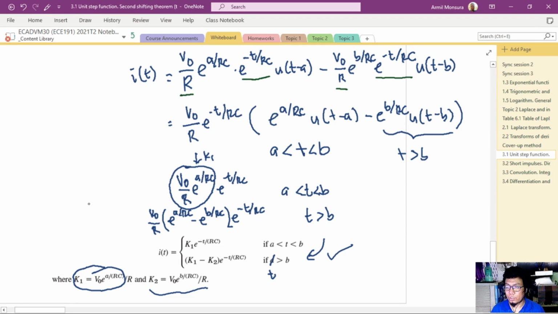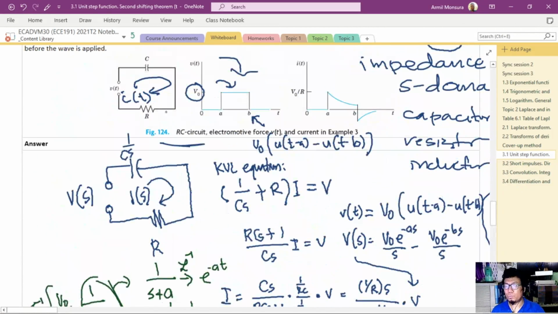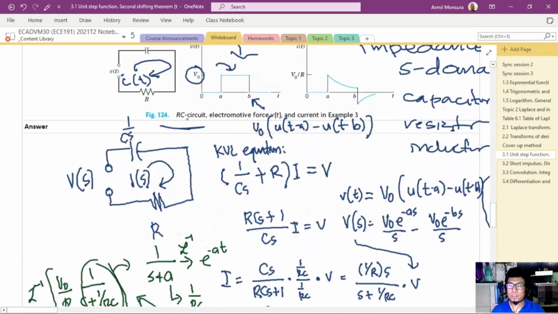So that is your i(t) in terms of the piecewise function definition. But in terms of the step function, you have this as your i(t). So that is what we have for example 3.